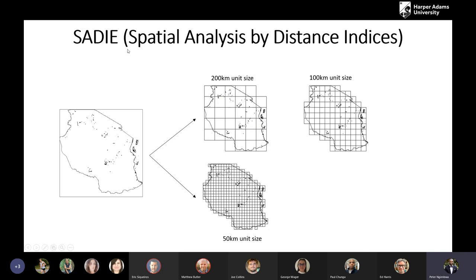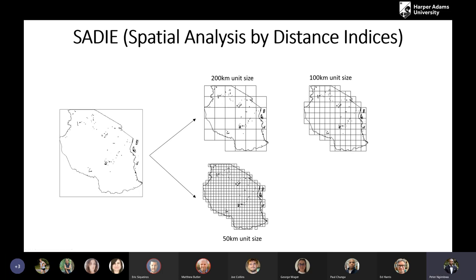To do that in our study using the SADIE methodology, as you can see on your left side, this is where we collected the Fulham data in Tanzania. We wanted to know how far apart observations need to be to be independent from one another. So we divided the country into small unit sizes, or grid cells: for example, a 200 kilometer grid cell, a 100 kilometer grid cell, and here a 50 kilometer grid cell. All of the observations within one grid cell are considered a single sample unit.